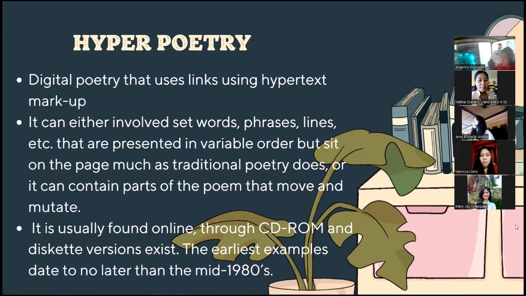Okay, so for the next 21st century literary genre, we have hyper poetry. Fatima, could you read all of those 3 bullets? Digital poetry that uses links using hypertext markup. It can either involve set words, phrases, lines, etc. that are presented in variable order but sit on the page much as traditional poetry does, or it can contain parts of the poem that move and mutate. It is usually found online or on CD-ROM. The earliest examples date to no later than the mid 1980s.